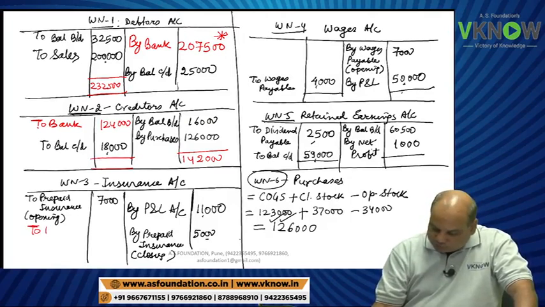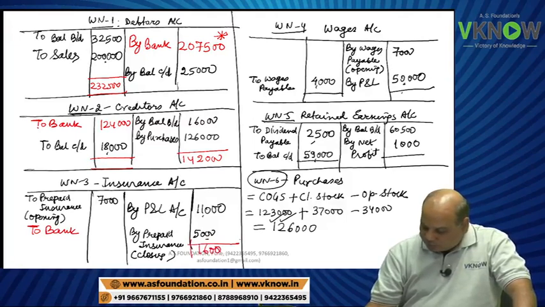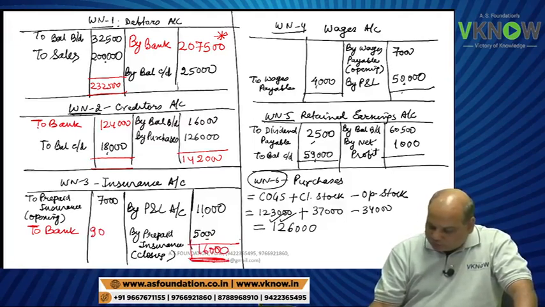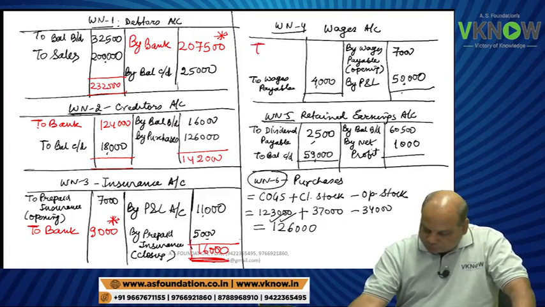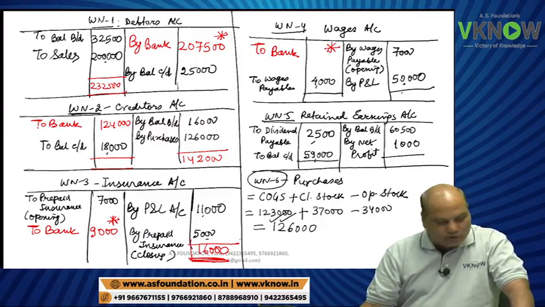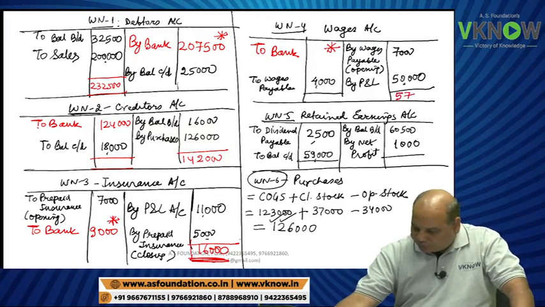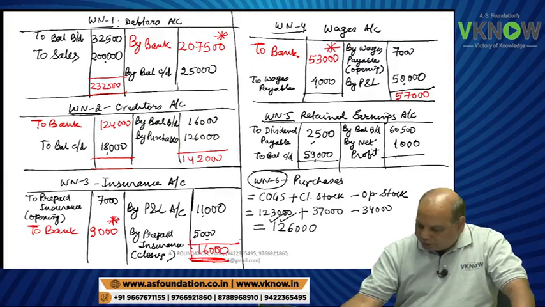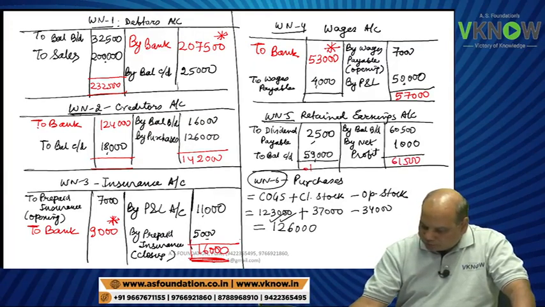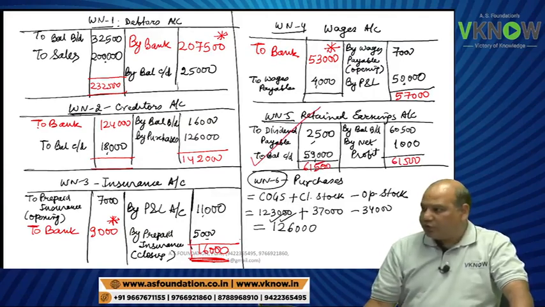Insurance account to bank, 16 minus 7, 9,000. Wages account to bank, credit side total 57,000 minus 4,000, 53,000. Retained earning account is telling.